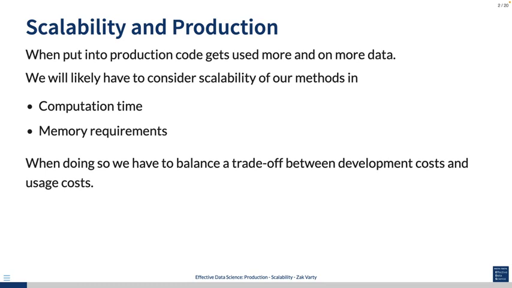There's two main aspects that we need to consider here. The first is scalability in terms of computation time, and the second is scalability in terms of the memory requirements of your code. When we're doing this, we need to balance a trade-off between the amount of time and effort that we're putting into developing this new version of our software and the usage costs that would be associated with running the code in a potentially suboptimal but slightly improved manner.